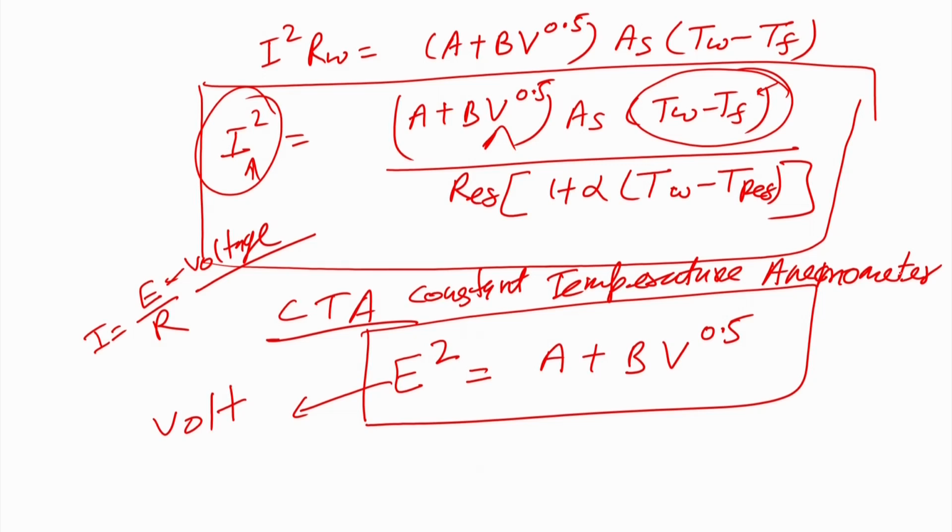We can reduce it into this form: E square is equal to A plus B into V raised to the power 0.5. We can find out the A and B values, and we can see how E and V are correlated, and what you need to do is the calibration. If you do the calibration, you will find how E and V are correlated. In the constant temperature anemometer, you do the experiments, you maintain the temperature constant by changing the voltage. It means you have to change the voltage or current in some way. You measure the volt difference at the outlet, and you will find what the velocity will be.